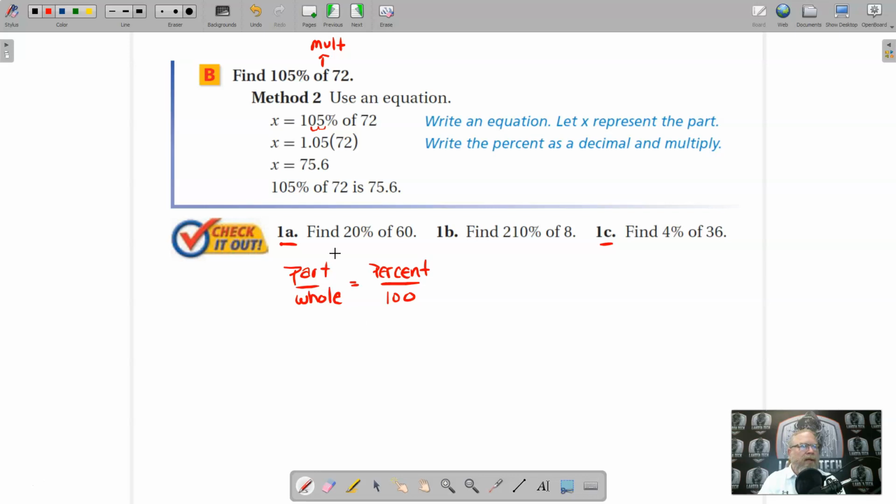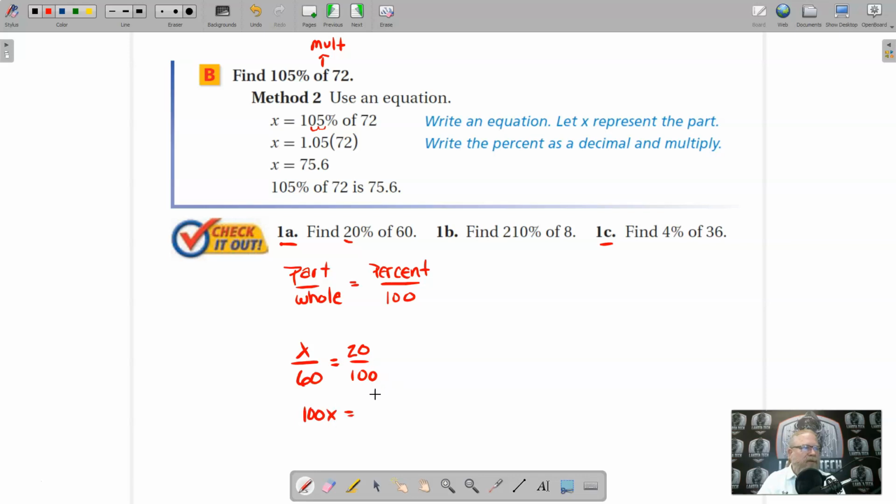So 20% of 60. We're missing the part, right? 60 is the whole. So we're going to say x over 60 is equal to, and then the percent is 20. So we'll put 20 over 100, or 20 parts of 100. Let's do cross products. 100 times x is 100x.